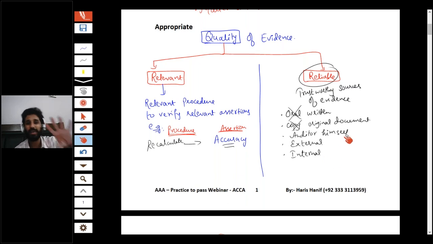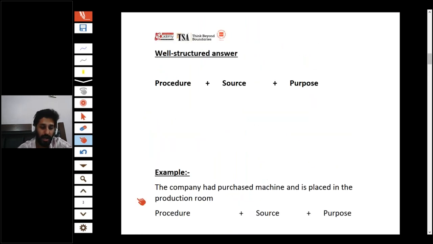Now this is a very basic thing, and so I would not be spending too much time to discuss these things. These are the procedures. And well structured answer. This is the well structured answer. You should write the procedure. Procedure means Cairo.